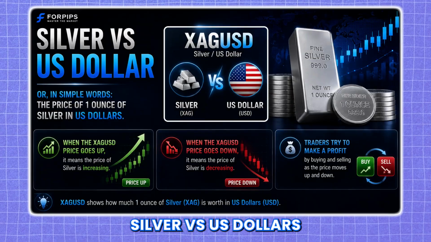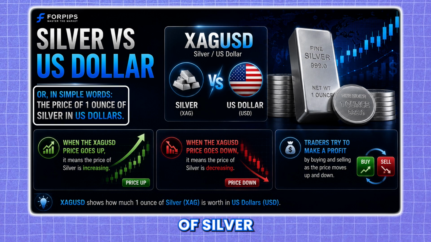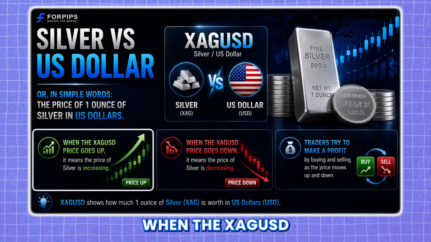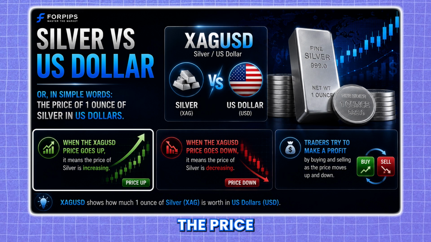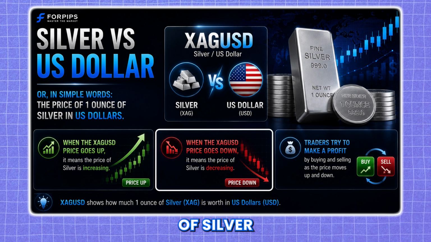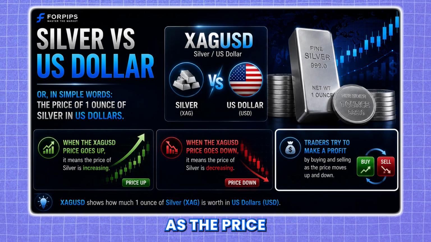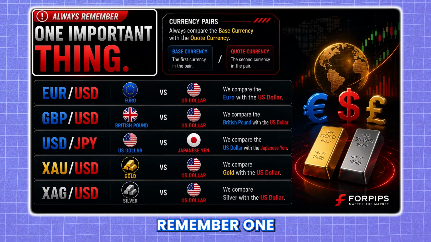This means silver versus US dollar. Or, in simple words, the price of 1 ounce of silver in US dollars. When the XAGUSD price goes up, it means the price of silver is increasing. When the price goes down, it means the price of silver is decreasing. Traders try to make a profit by buying and selling as the price moves up and down. Always remember one important thing.